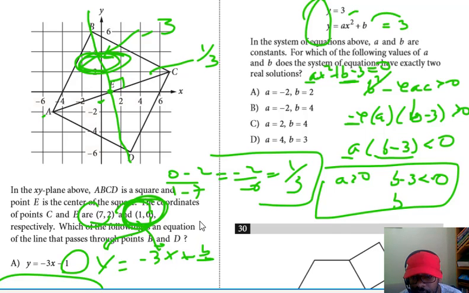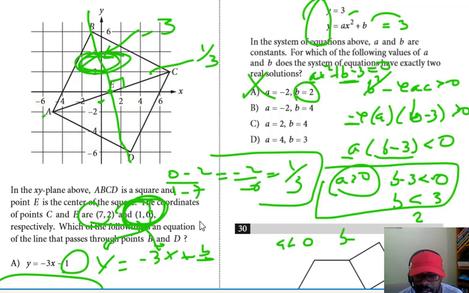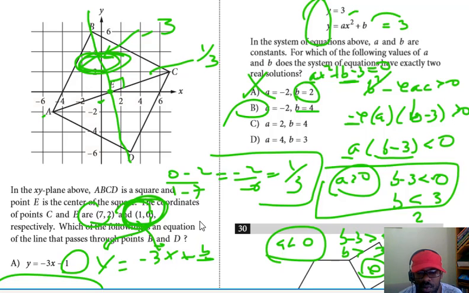So in this case, if b is less than 3, for example 2, the value of a must be positive, but it says negative. No. Let's do the other way around. If a is less than 0, then b minus 3 must be greater than 0. So in this case, b must be greater than 3. If I take, for example, 4, the value of a must be negative. If I take b as 4, this is the only choice that gives the value of a as negative. So this will be the answer.